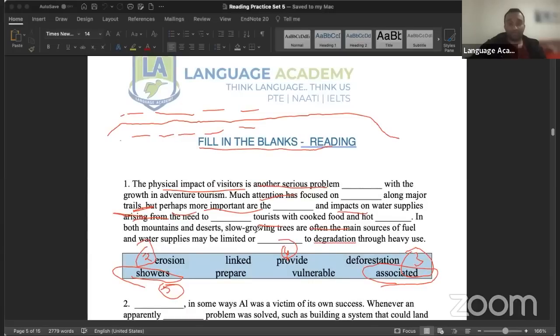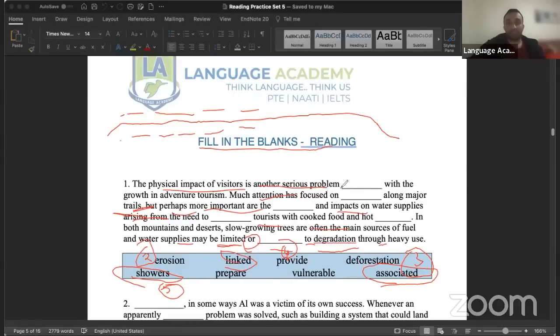In both mountains and deserts, slow growing trees are often the main sources of fuel, and water supplies may be limited or dashed to degradation through heavy use. Limited. We have discussed that with "or" something opposite should be there. Limited or dash to. What other word is there which is similar but opposite? The right answer will be linked.